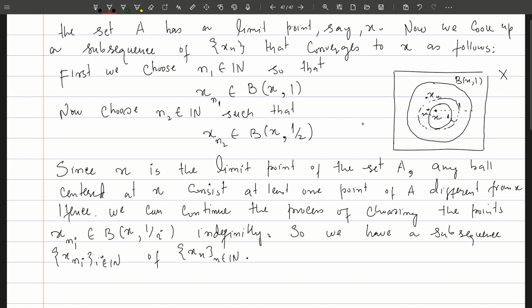Why can this process not terminate? The reason is that this x is the limit point of the set A, and that means any ball centered at x must contain a point of A different from x. So this shows that the sequence x n_i converges to x.